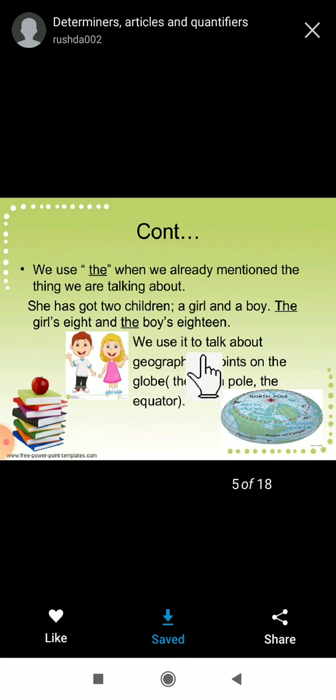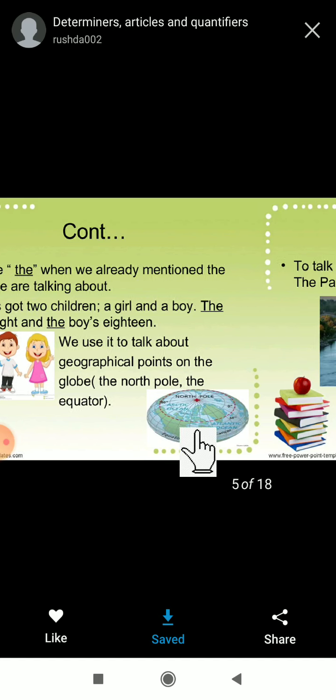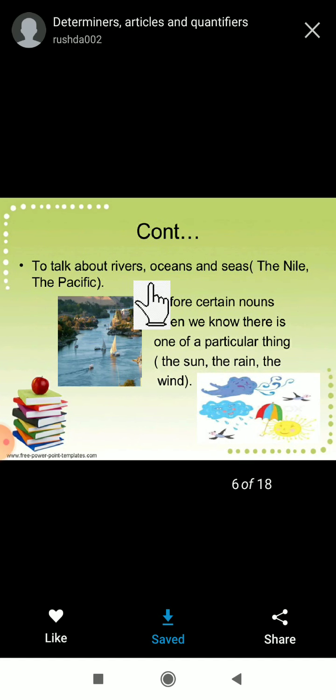So we use it to talk about geographical points on the globe. Even when we want to say these geographical points, we have to use the North Pole, the Equator. Even to talk about rivers, oceans and seas, we are using the article: the Nile, the Pacific. Even when we know there is only one of a particular thing, that time also we are using the, like the sun, the rain and the wind.